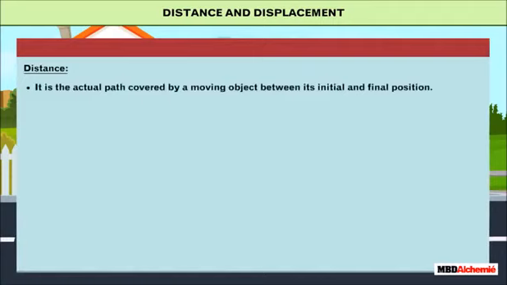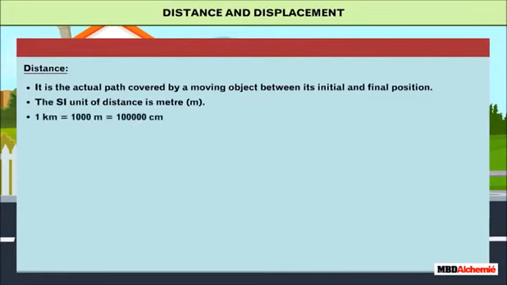Distance. It is the actual path covered by a moving object between its initial and final position. The SI unit of distance is meter, m. 1 kilometer is equal to 1000 meter, which is equal to 1 lakh centimeter. 1 meter is equal to 100 centimeter, which is equal to 1 upon 1000 kilometer. 1 centimeter is equal to 1 upon 100 meter, which is equal to 1 upon 1 lakh kilometer.